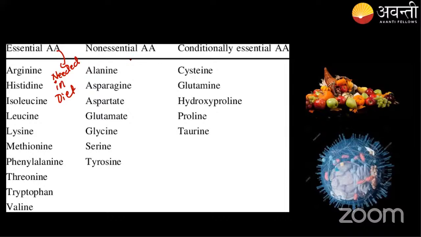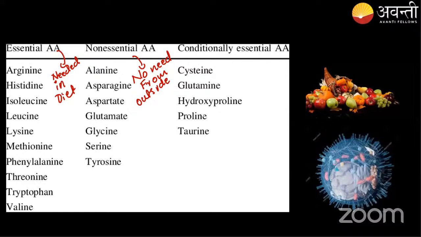Exactly. Non-essential means our body can form them, so there is no need to take them from outside. Essential means our body can't form these amino acids, so we have to take them in our diet. It may be from plants, fruits, vegetables, or other sources. But non-essential amino acids can be produced in our body. That's why there is no need to take them from the outside.